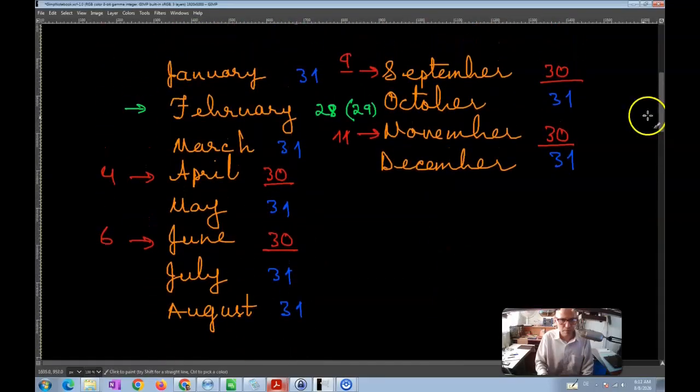And again, these months, 4 and 6, 9 and 11, if you remember these 4 numbers, the difference between 4 and 6 is 2. The difference between 9 and 11 is 2. In these 4 months, we have 30 days. In February, we have normally 28, but in a leap year, 29 days. Otherwise, in all the other months, we have 31 days.